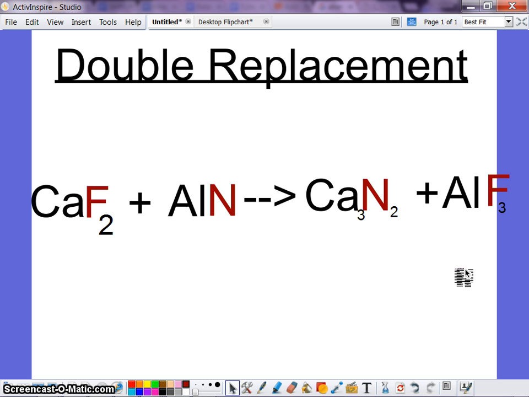As you can see, this was a more complicated double replacement reaction because not every compound had a 1-to-1 ratio. That means after switching anions to get a new partner, you will always have to go back and make sure that your subscripts are written correctly.